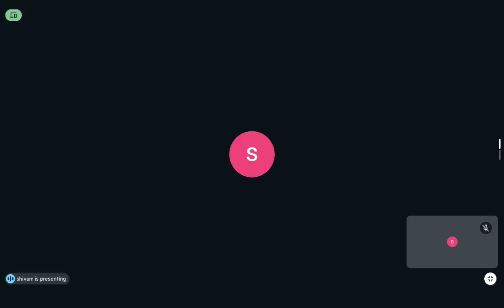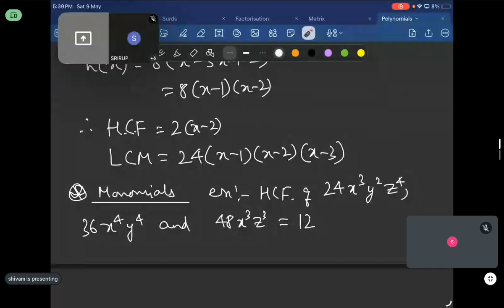First of all, you have to find out the HCF of the numerical factors. Can anyone tell me what is the HCF of 24, 36 and 48? 12. You people got 12? Next, for each of them, you have to take the lowest of the powers. For x, what is the lowest power? Sir, x cube. What is the lowest power of y? 0. Gone, it will not be there. Z? 0. Gone. So this is your HCF. Right, tell me everyone. Are people getting it?